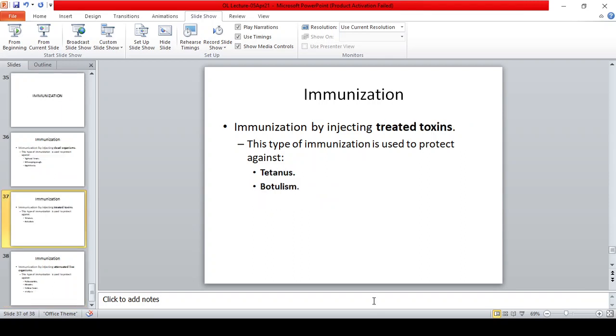Another method is immunization by injecting treated toxins. And this type of immunization is used to protect against tetanus and botulism.